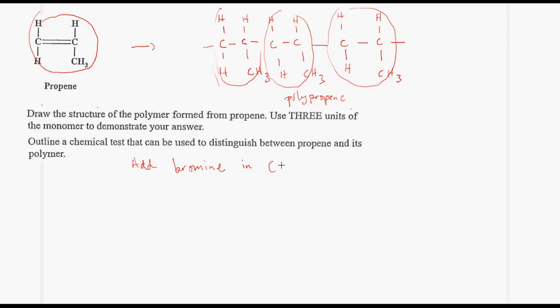in tetrachloromethane, CCl4, and if we add the bromine in tetrachloromethane to propene, what we will get is that the bromine will go from brown to colorless, because we're going to have an addition reaction taking place. So the color change or the observation is brown to colorless, and we will only get this reaction with propene and not with the polymer polypropene.